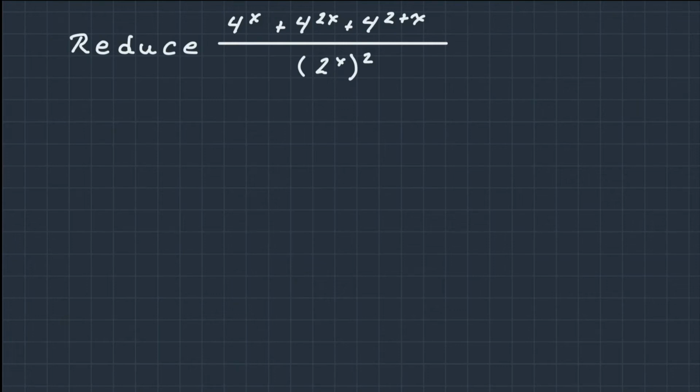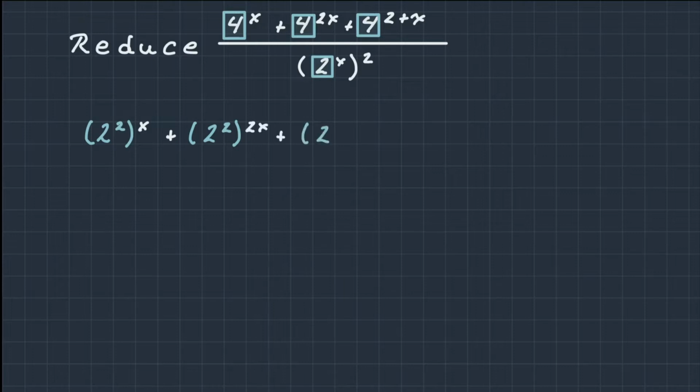Hi there, my name is Mark, and I'm going to try and reduce this monster of an expression. Now, I do notice that in each of the three terms in the numerator, these are powers of base 4, but in the denominator, I have a power of base 2. So my first instinct here is to express each of those powers in the numerator as a power of base 2. Essentially, I'm changing all of those 4s to a 2 to the power of 2.